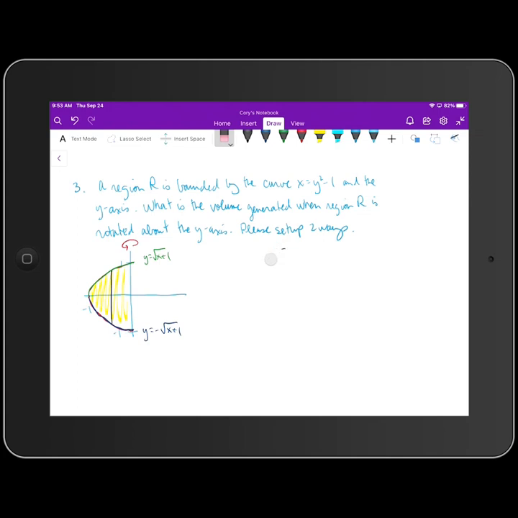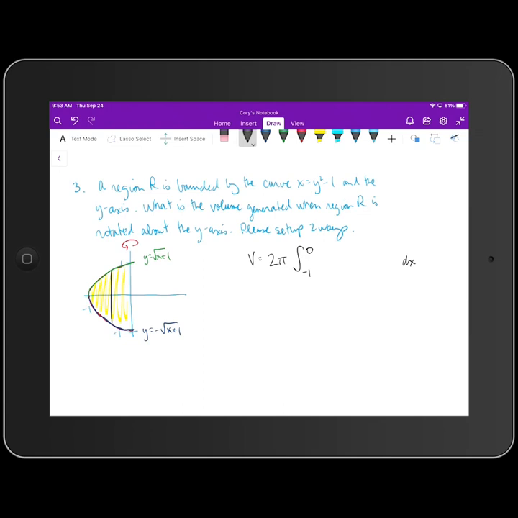Okay, so if we want to set up volume using cylindrical shells, our volume formula is going to be 2 pi. Again, the thickness of our cross section is a change in the x direction, so we're going to be integrating with respect to x, which means my limits of integration have to be written in terms of x values. So when we look at that area, the smallest x value that bounds the area is -1. The biggest x value that bounds the area is 0.